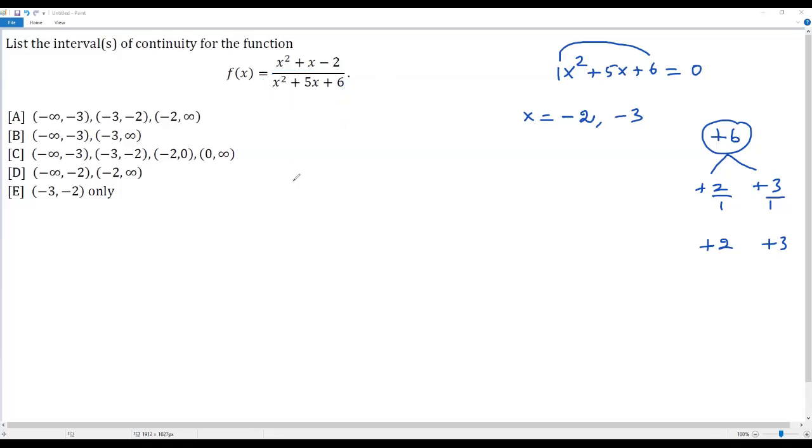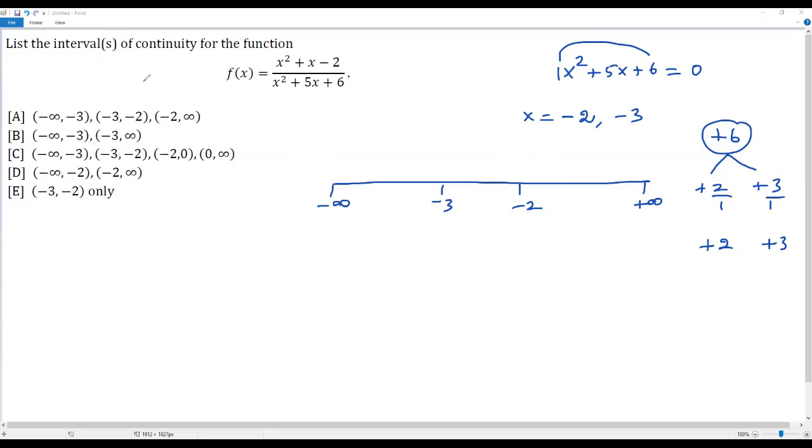So these two values cannot be considered as the domain of this function, because these two values, negative 2 and negative 3, make f of x undefined. So whenever I want to find the intervals of continuity, I have to remove the values of x which make the function undefined. Now I have to mark these two values on the real number line. So let me mark it. Negative 2 and negative 3, the smaller one is negative 3, and negative 2 is greater than negative 3. On the right extreme we have positive infinity, and on the left extreme we have negative infinity.